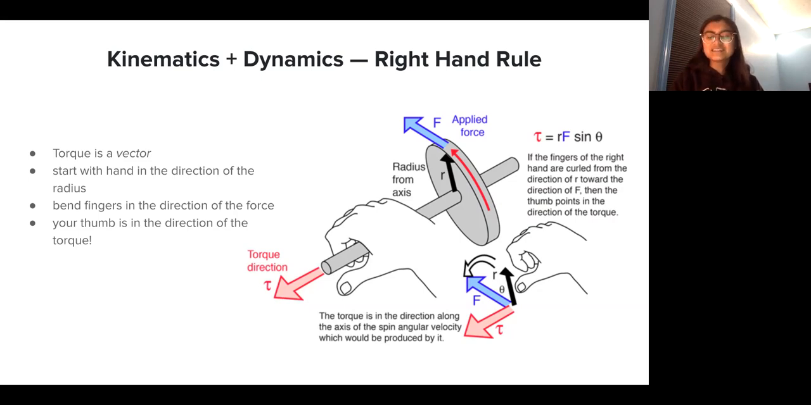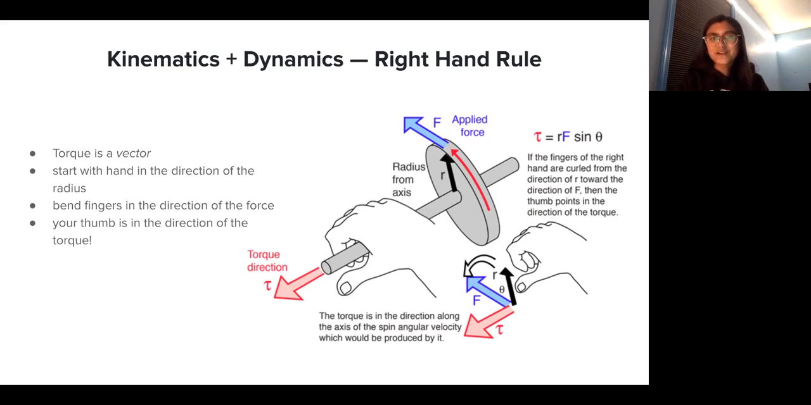But for this example here, what I would do is start with my hand in the direction of the radius. So it's going up, and then I would bend my fingers in the direction of the force. So it's going this way. And then my thumb is pointing towards me. So if I'm curving my hand, my thumb's pointing towards me, and that's the direction of the torque.